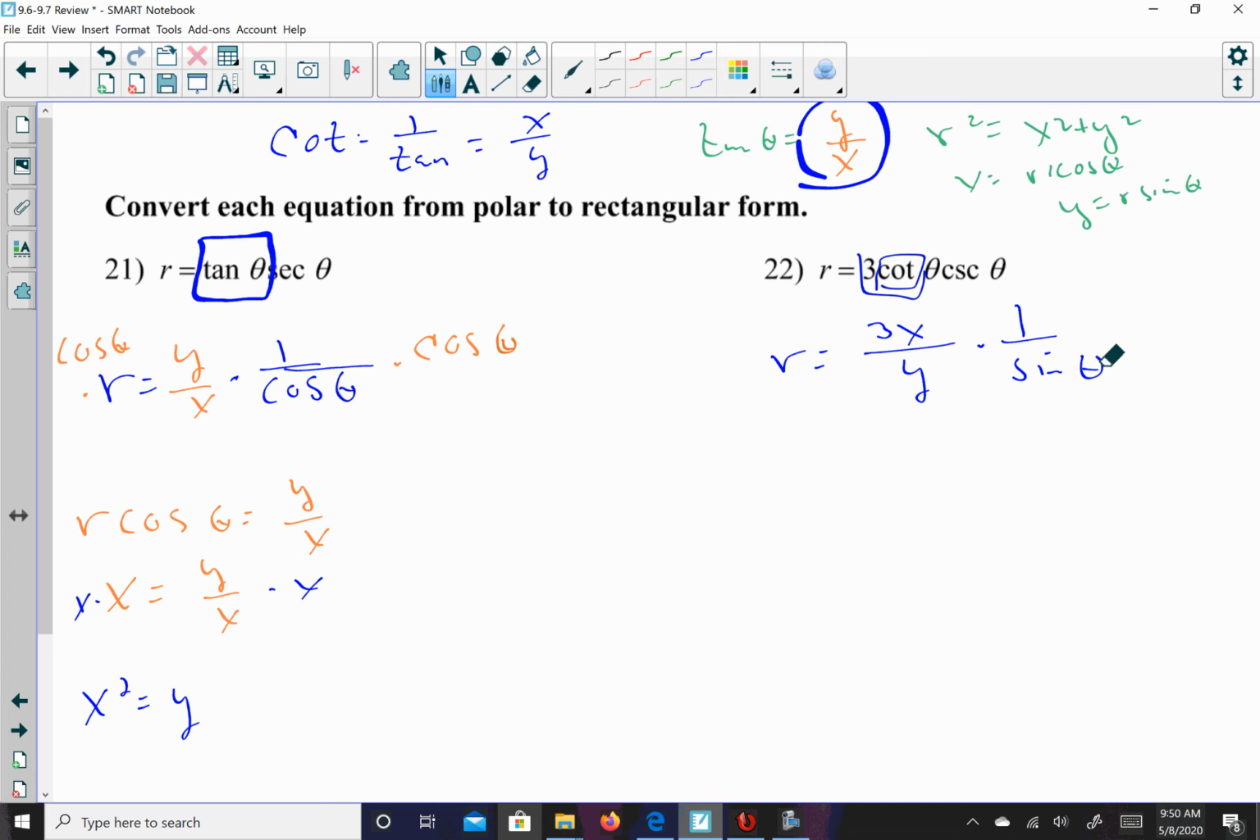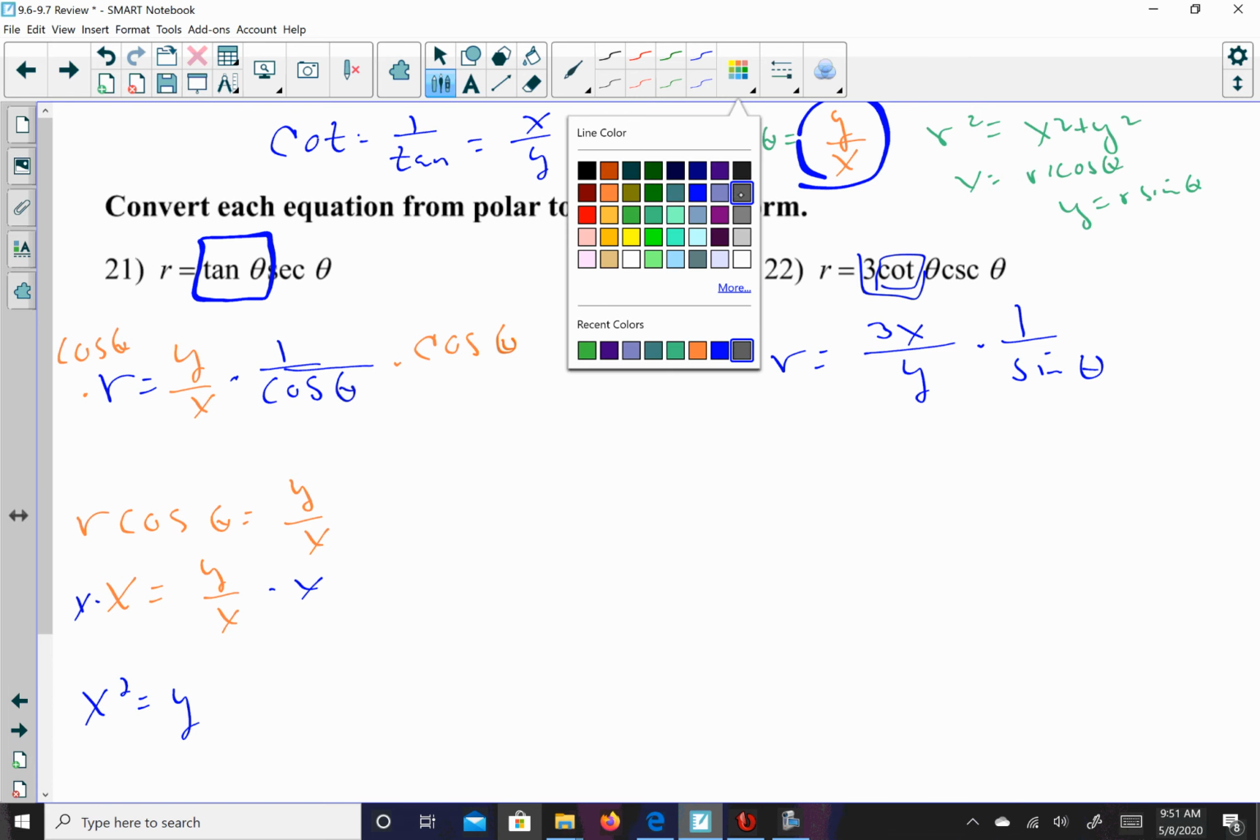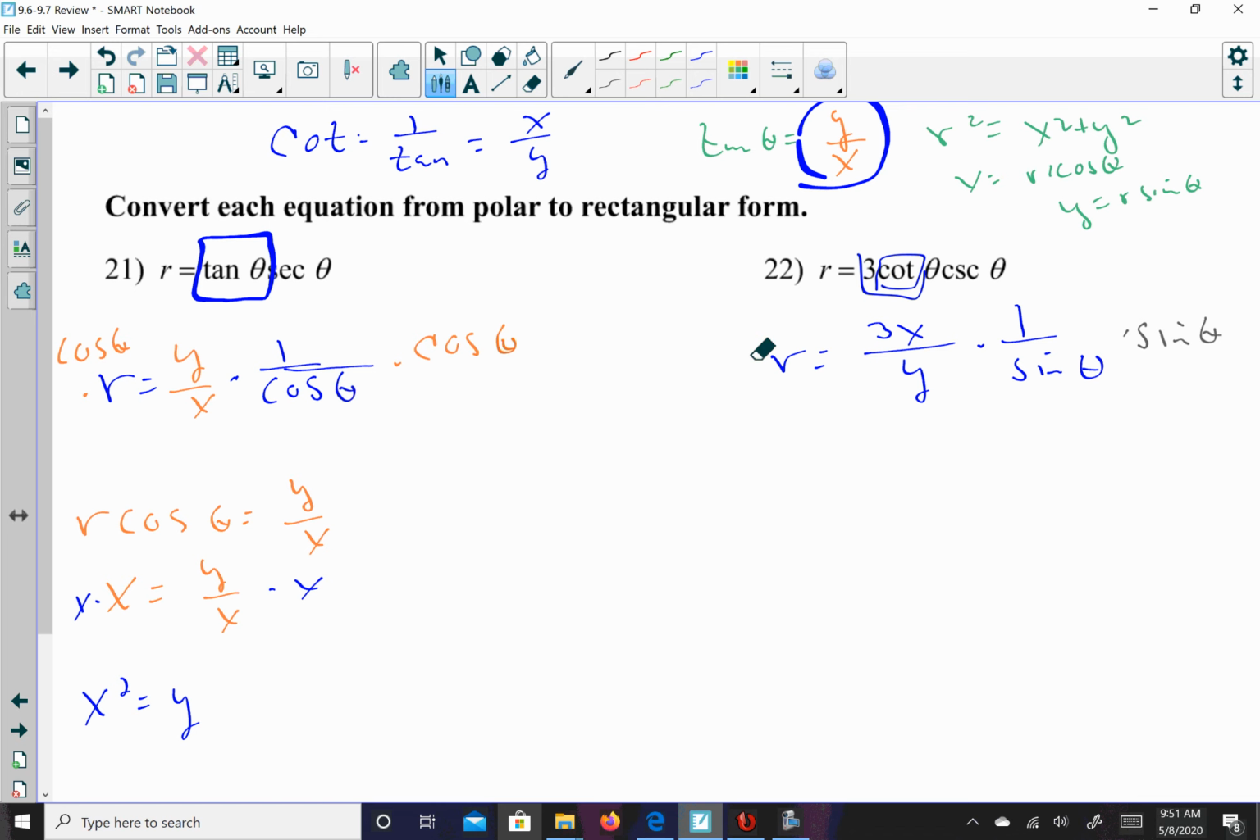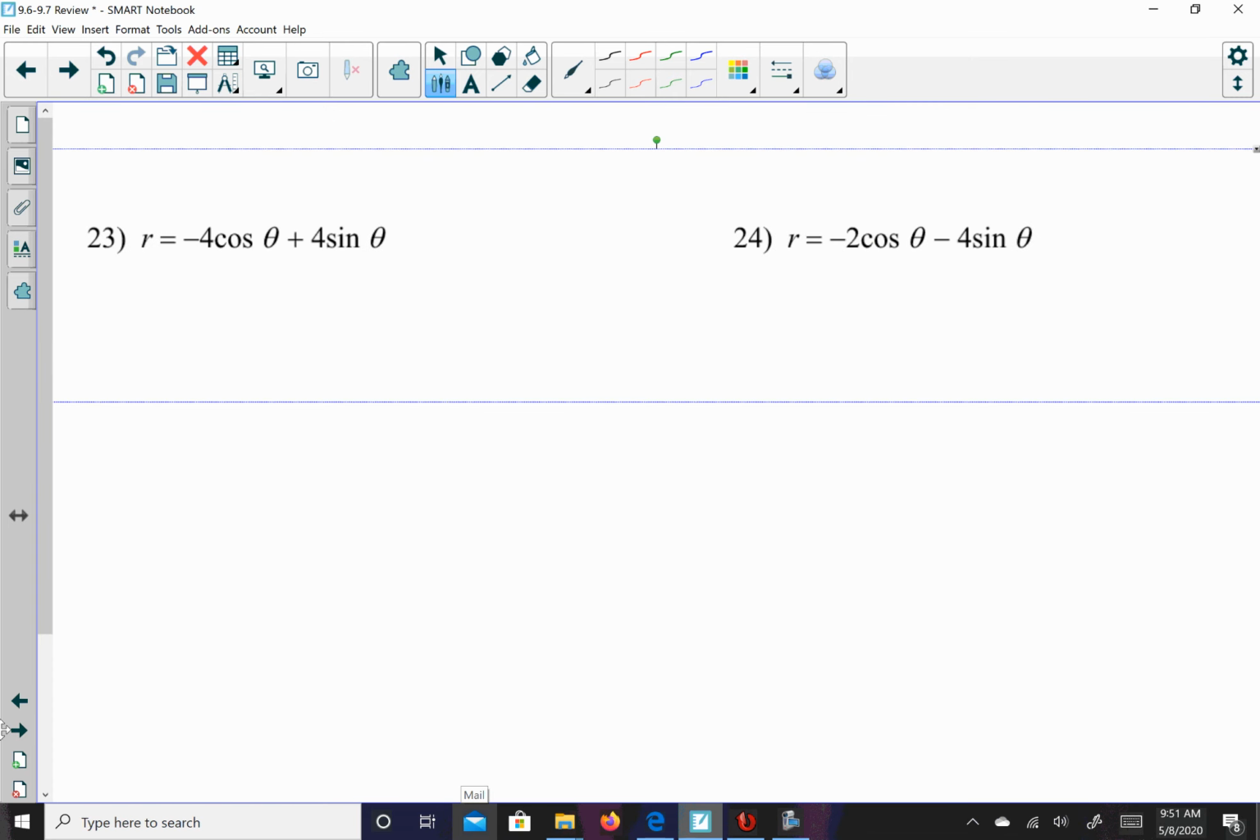The only trig functions that I can go directly into x and y without having that r are cotangent and tangent. Now I'm going to multiply both sides by sine of theta. So I'm going to have r sine theta is equal to 3x over y. So this will be y is equal to 3x over y. So y squared is equal to 3x. And I'm just going to leave it like that. Again, I replaced the thetas and the r's with x's and y's. So this one, again, everyone's going to be different.